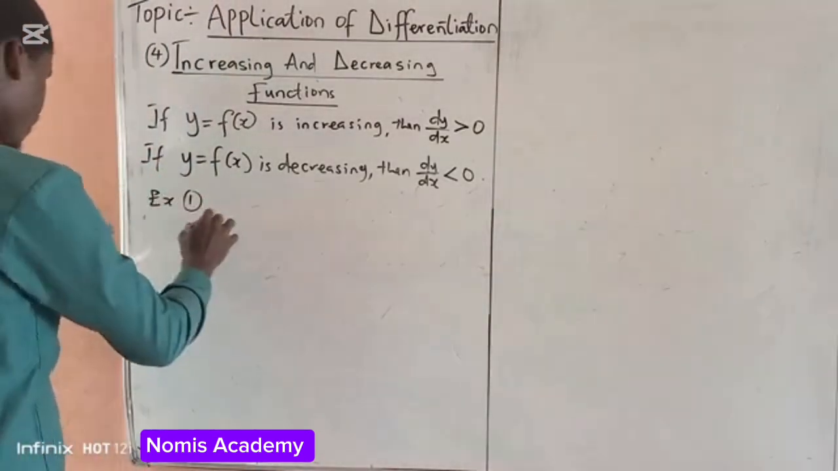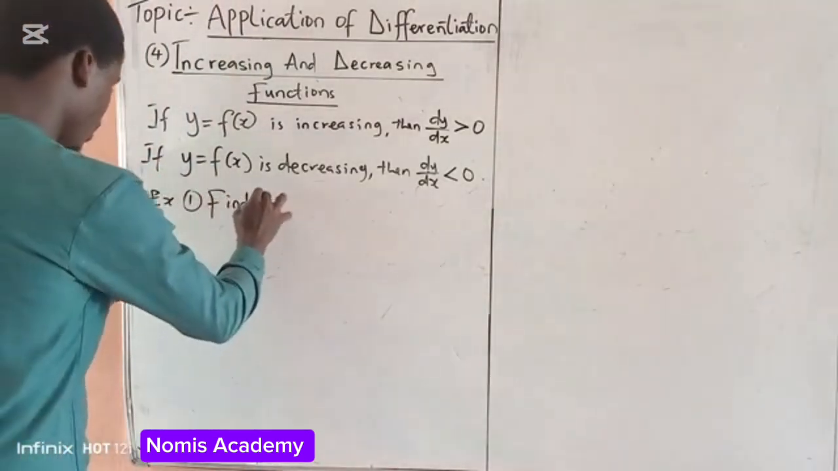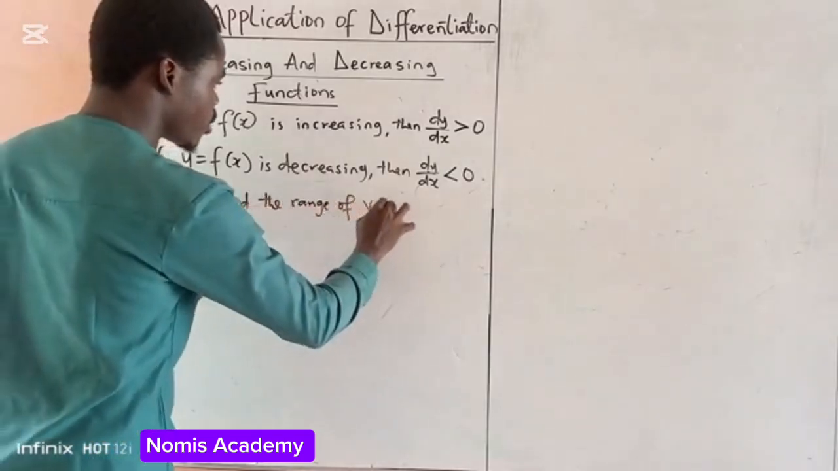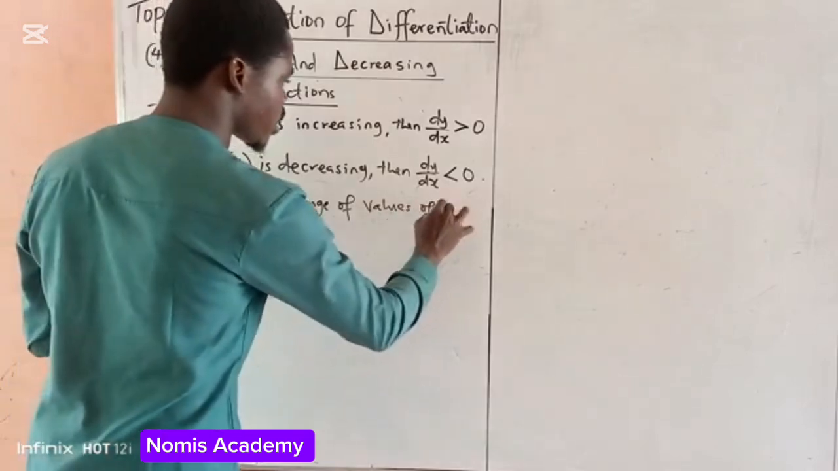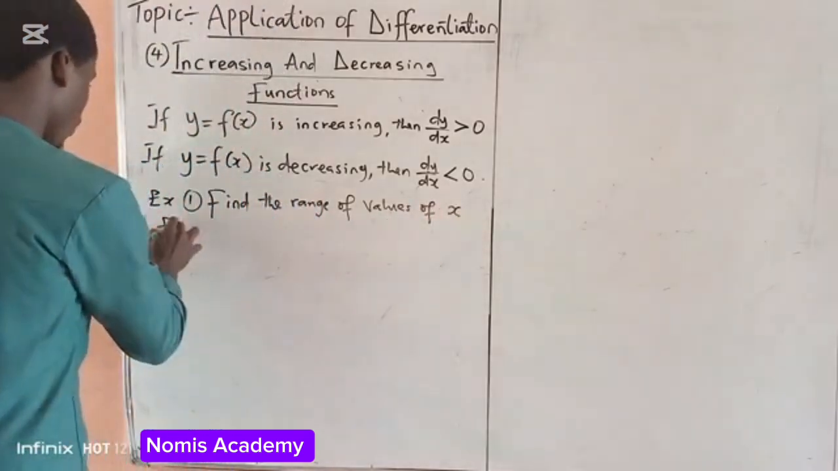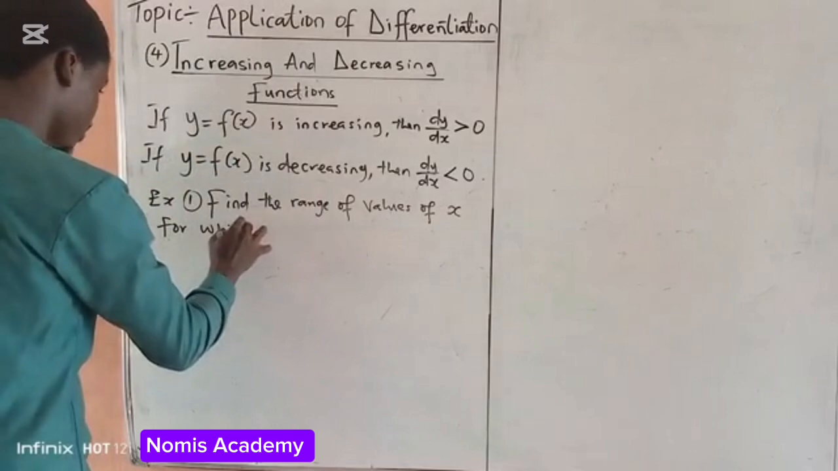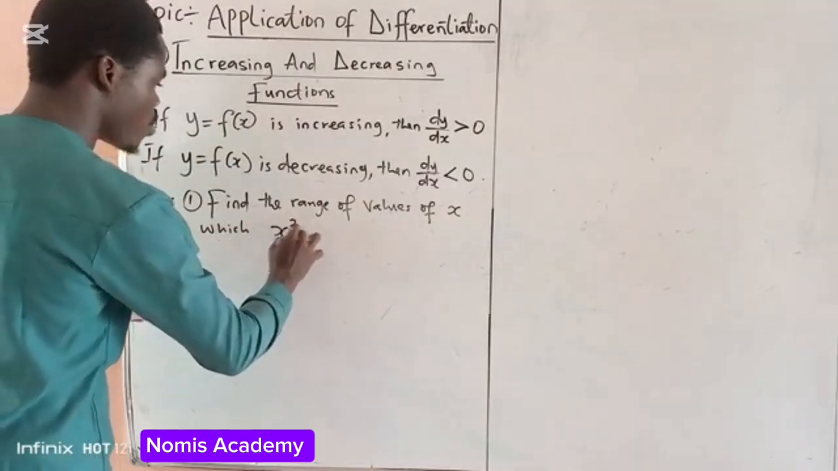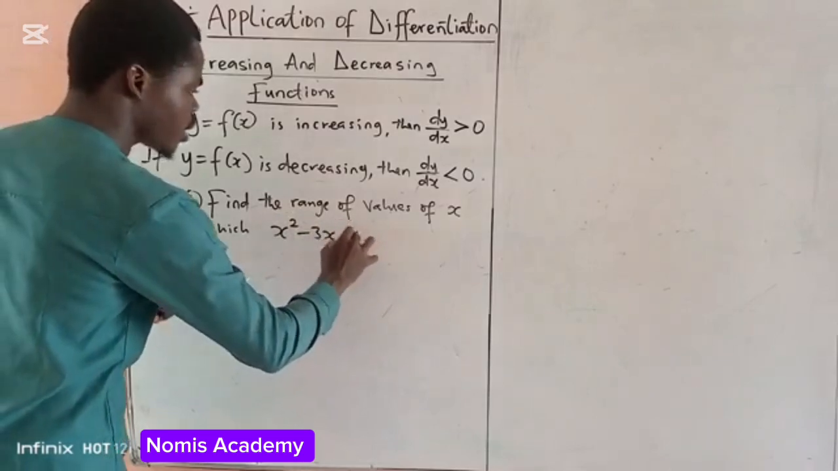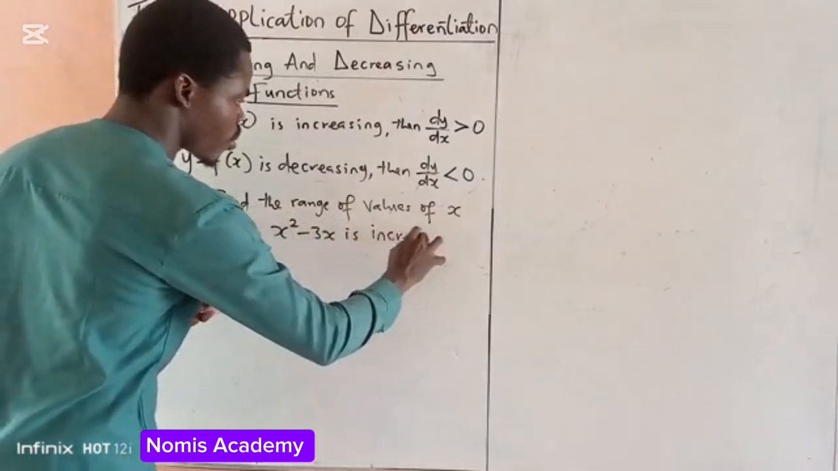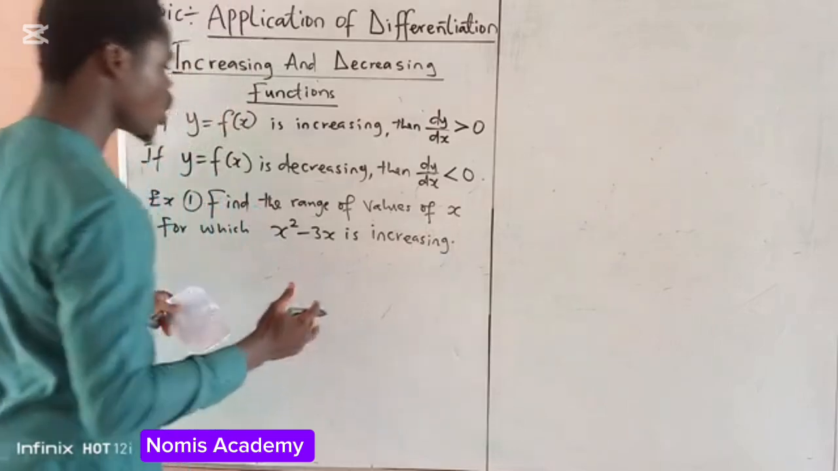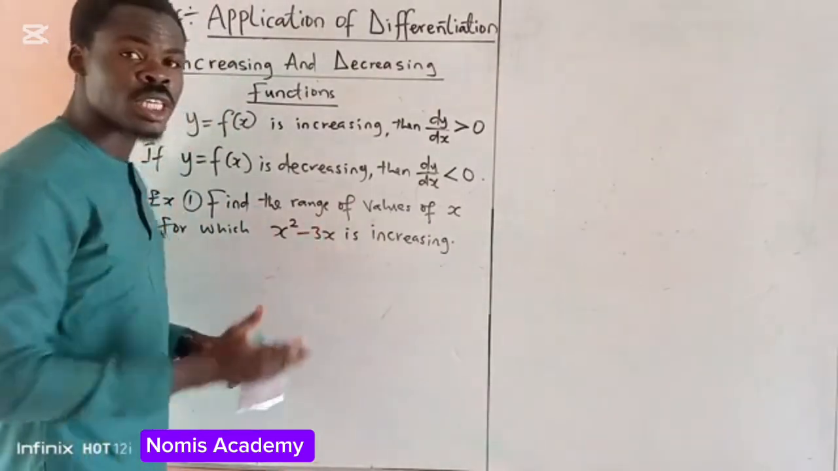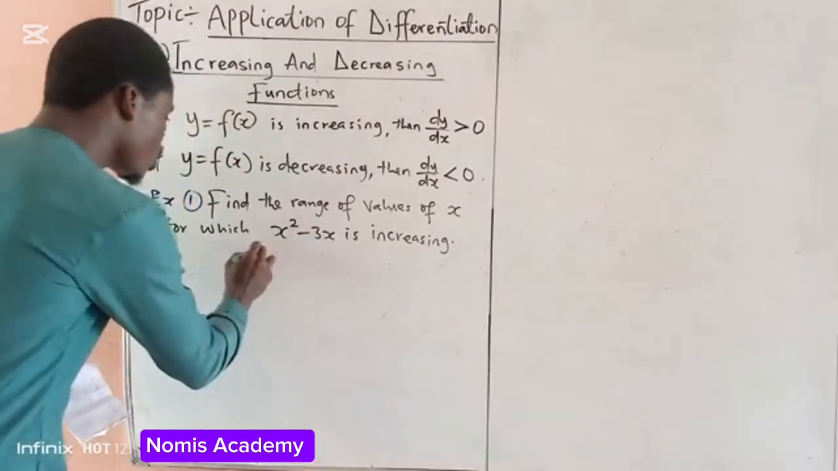Example 1. Find the range of values of x for which x raised to the power of 2 minus 3x is increasing. In this question, we would like to know the range values of x for which this function is increasing. Solution.